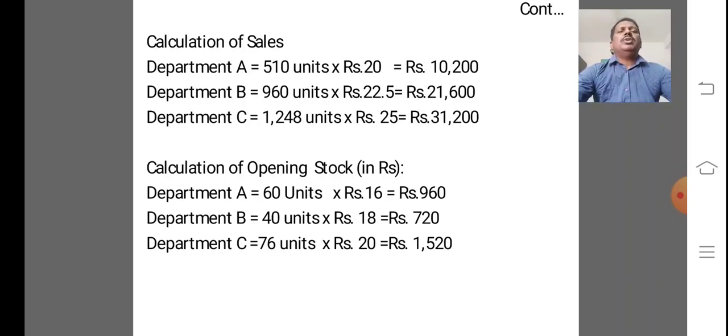So calculation of opening stock in rupees. Department A is equal to 60 units into rupees 16 is equal to 960. Department B, 40 units into rupees 18 is equal to rupees 720. In Department C, 76 units into rupees 20 is equal to 1520.